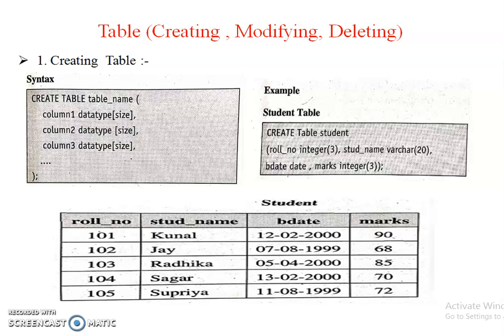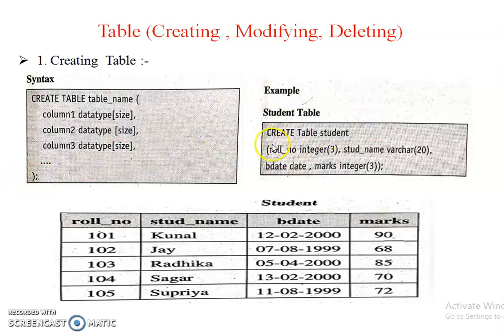The optional size value can also be mentioned after the data type. This size value indicates the maximum length of data for the field. It means that if the size is not given, then the default value depending upon the data type is assigned. So this is the syntax for creating the table: create table, table name, opening parenthesis, then column name, data type and size, then closing parenthesis, semicolon.